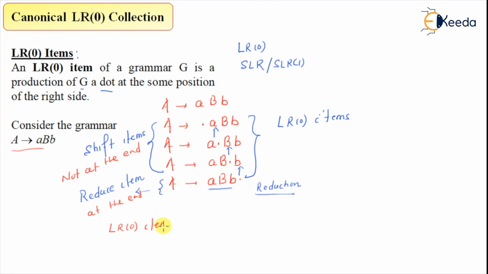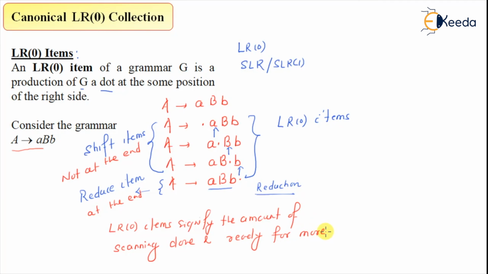So LR0 items signify the amount of scanning done and whether it is ready for more scanning or reduction. If the dot is not at the end, then more symbols need to be scanned, otherwise it is ready for the reduction.